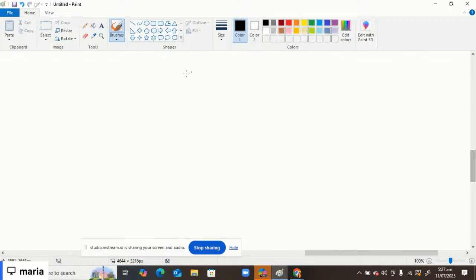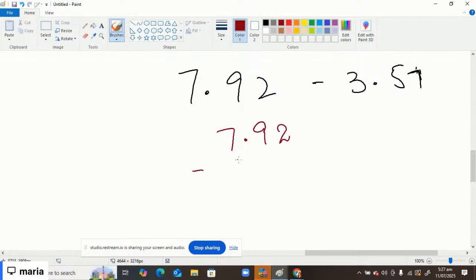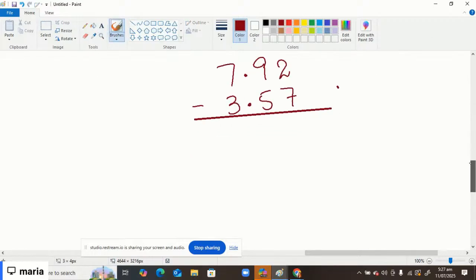Now let's subtract it. 7.92 minus 3.51 or 3.57. Okay, I'm going to write it here. This is the same as a simple subtraction. 7.92 minus 3.57. So how can we solve it?